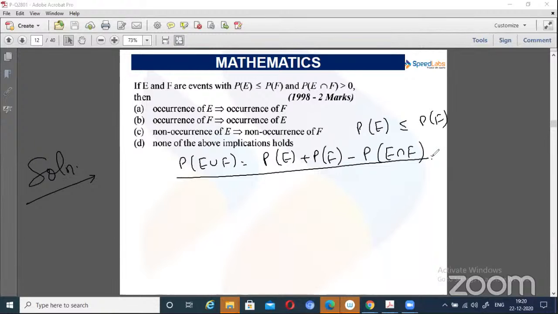So the options are: occurrence of E infers that occurrence of F. Occurrence of E means F has occurred. Is that so? No. Occurrence of F means E has occurred. No. Non-occurrence of E means non-occurrence of F. No, unless one of them is a proper subset of the other one, none of this can be true. Or any other thoughts? Yes, no, maybe.